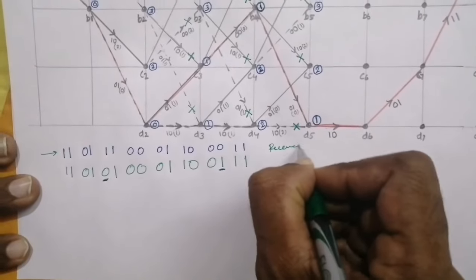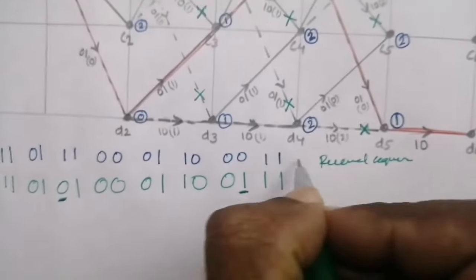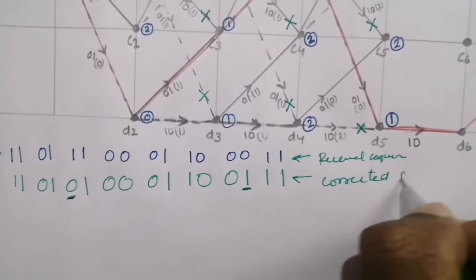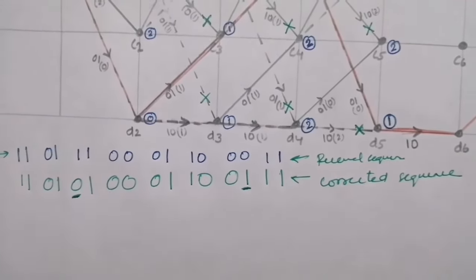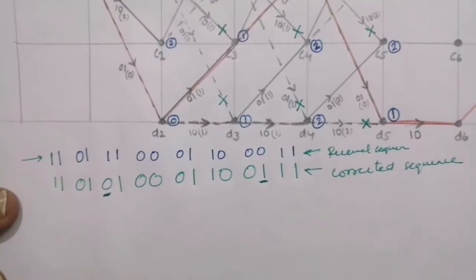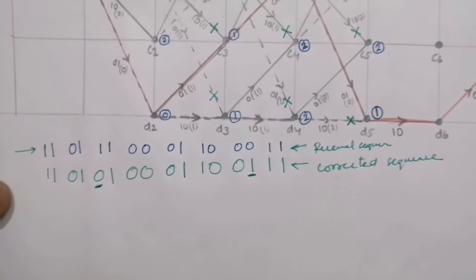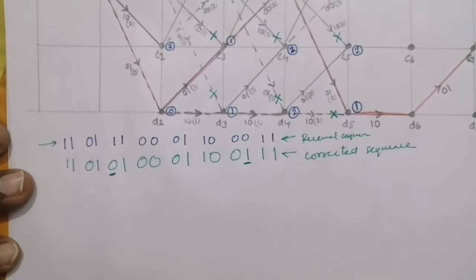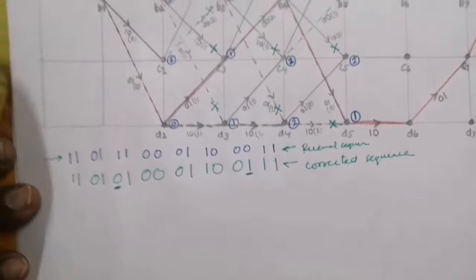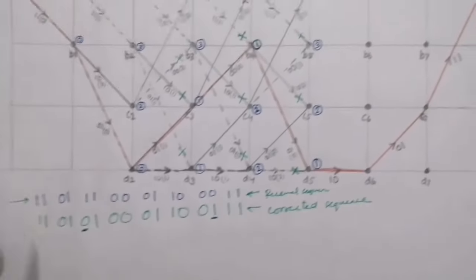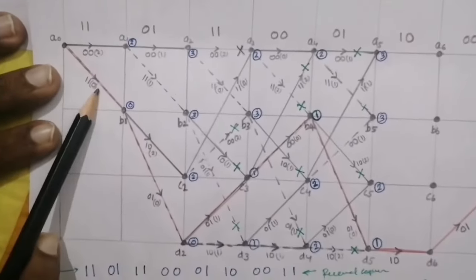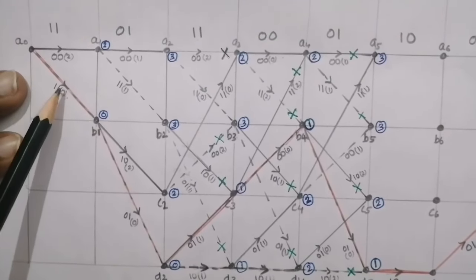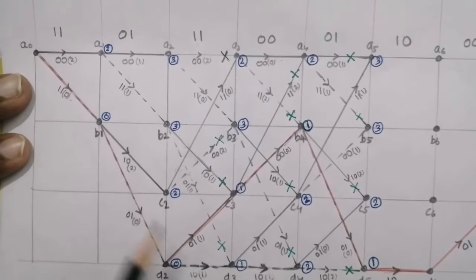This is the received sequence and this is the corrected sequence. Now we need to find the transmitted message sequence, not the code sequence. How will you find the transmitted message sequence? Check whether it is a dotted line or a bold line. If it is a dotted line, that indicates that 1 is transmitted. If it is a bold line, that indicates that 0 is transmitted.